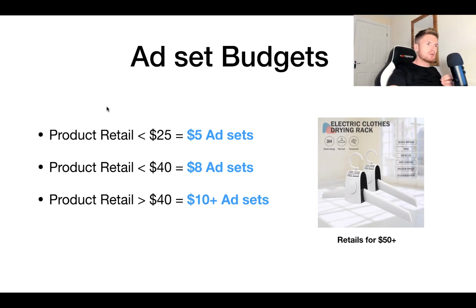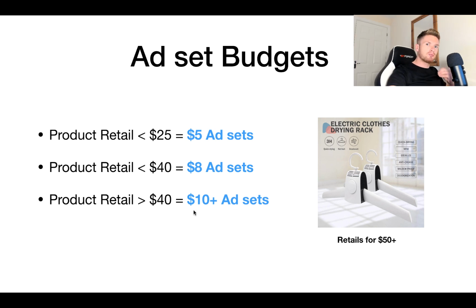Okay, so it's really important to understand what your ad set budgets are before you launch your campaign. As a general rule, what I go by is if you're selling the product for less than $25, then you want to do around about $5 per ad set. So the lower ticket the item, the less you need to spend per ad set in order to gather sufficient data to determine whether or not your product's a winner. So less than $25, $5 ad sets. Less than $40 but greater than $25, then $8 ad sets. And then any product that you're selling for more than $40, then you want $10 or more ad sets.